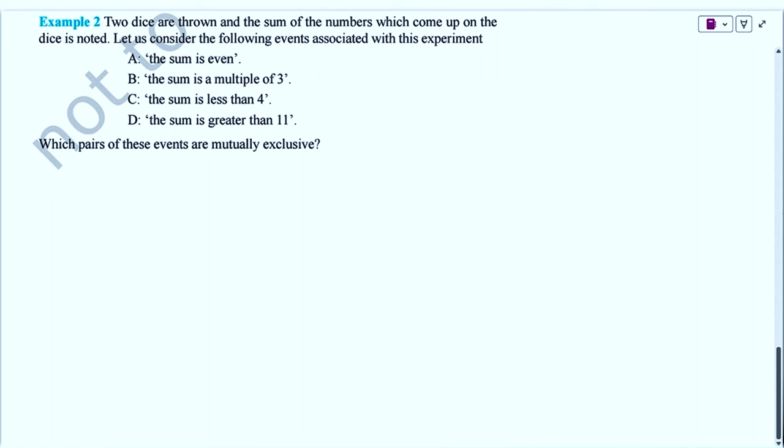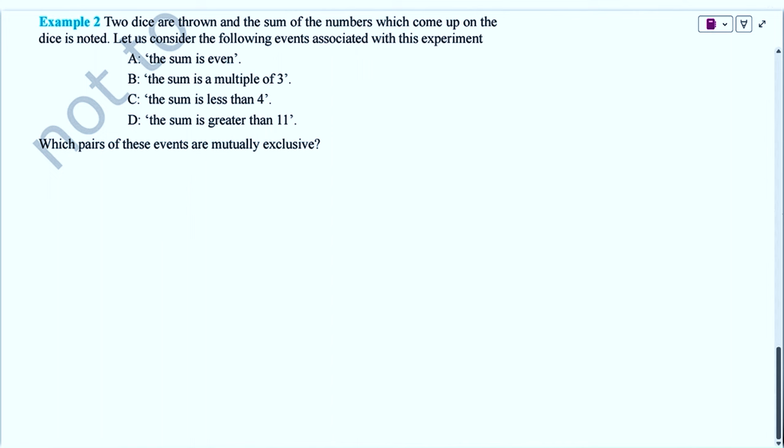Now we are going to discuss some of the problems regarding the mutually exclusive and exhaustive events. Here the question is, two dice are thrown and the sum of numbers which come up on the dice is noted. Let us consider the following events associated with this experiment. A, the sum is even. B, the sum is a multiple of 3. C, the sum is less than 4. And D, the sum is greater than 11. Which pair of these events are mutually exclusive?